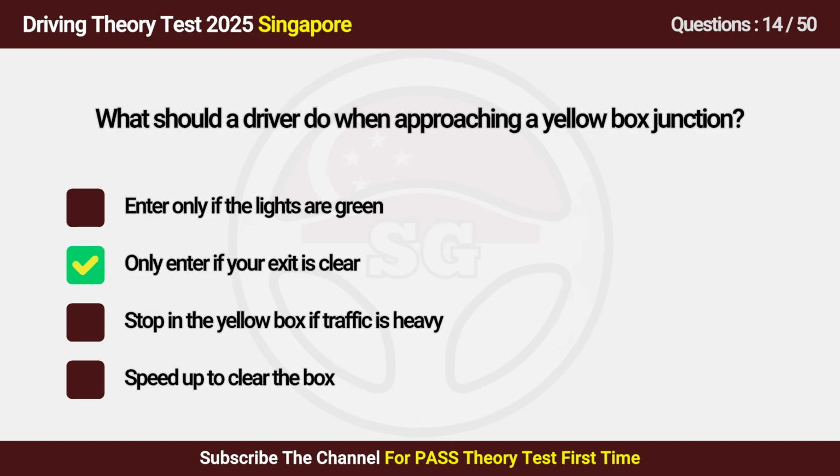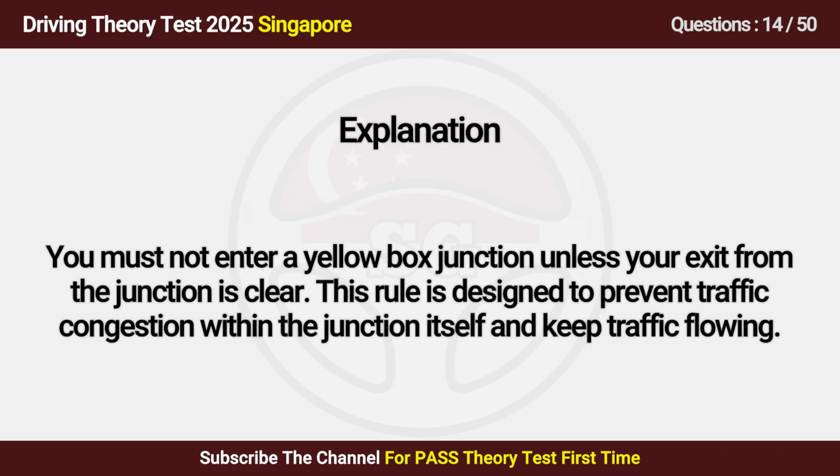Answer is B. Only enter if your exit is clear. You must not enter a yellow box junction unless your exit from the junction is clear. This rule is designed to prevent traffic congestion within the junction itself and keep traffic flowing.